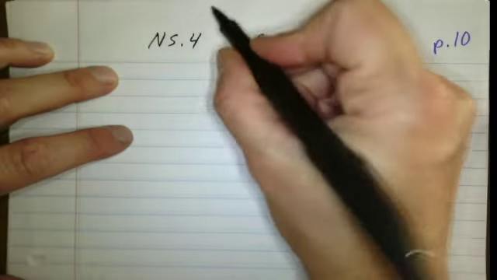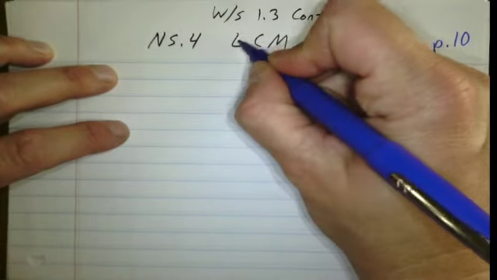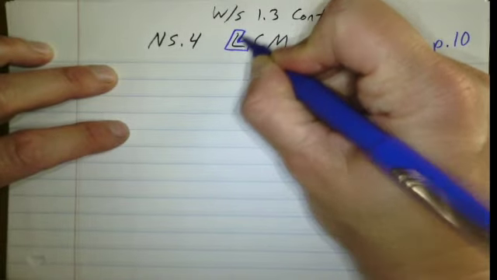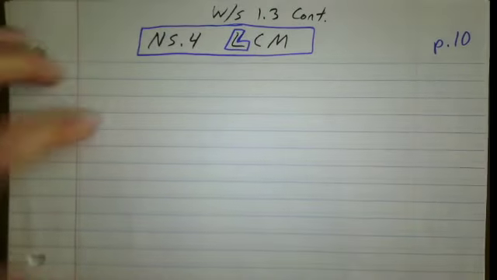So this is the worksheet that you were doing, the 1.3 worksheet you're going to continue working on for your least common multiple. Something cool about this is I want you to put a box around the L like this. That is what we're going to do today with this lesson with the ladder method as well.